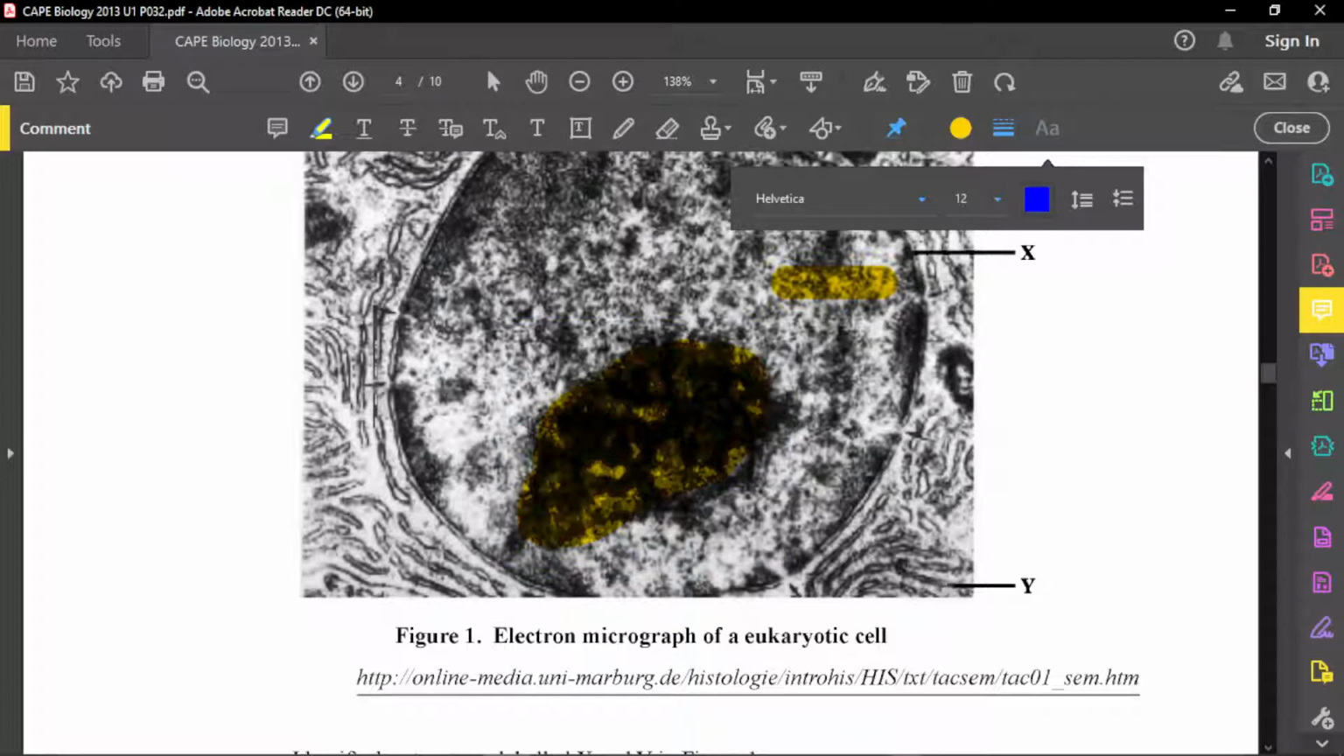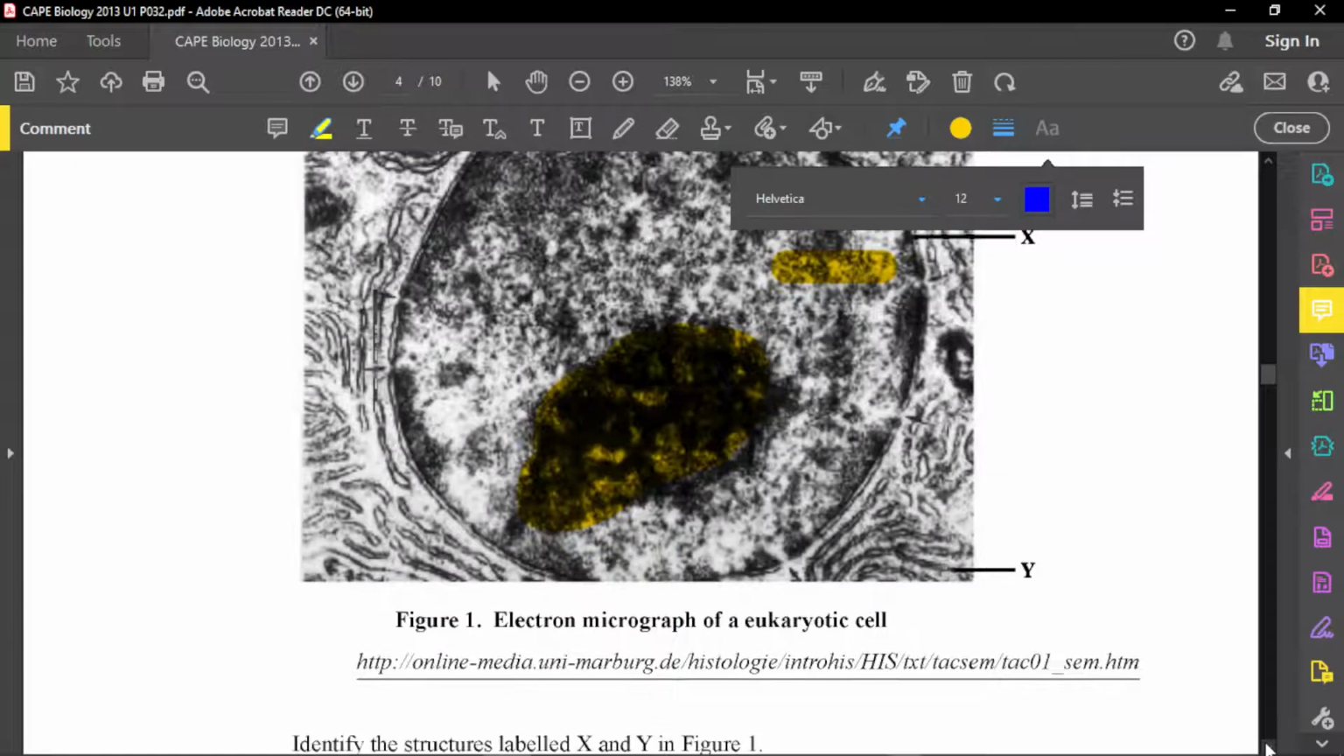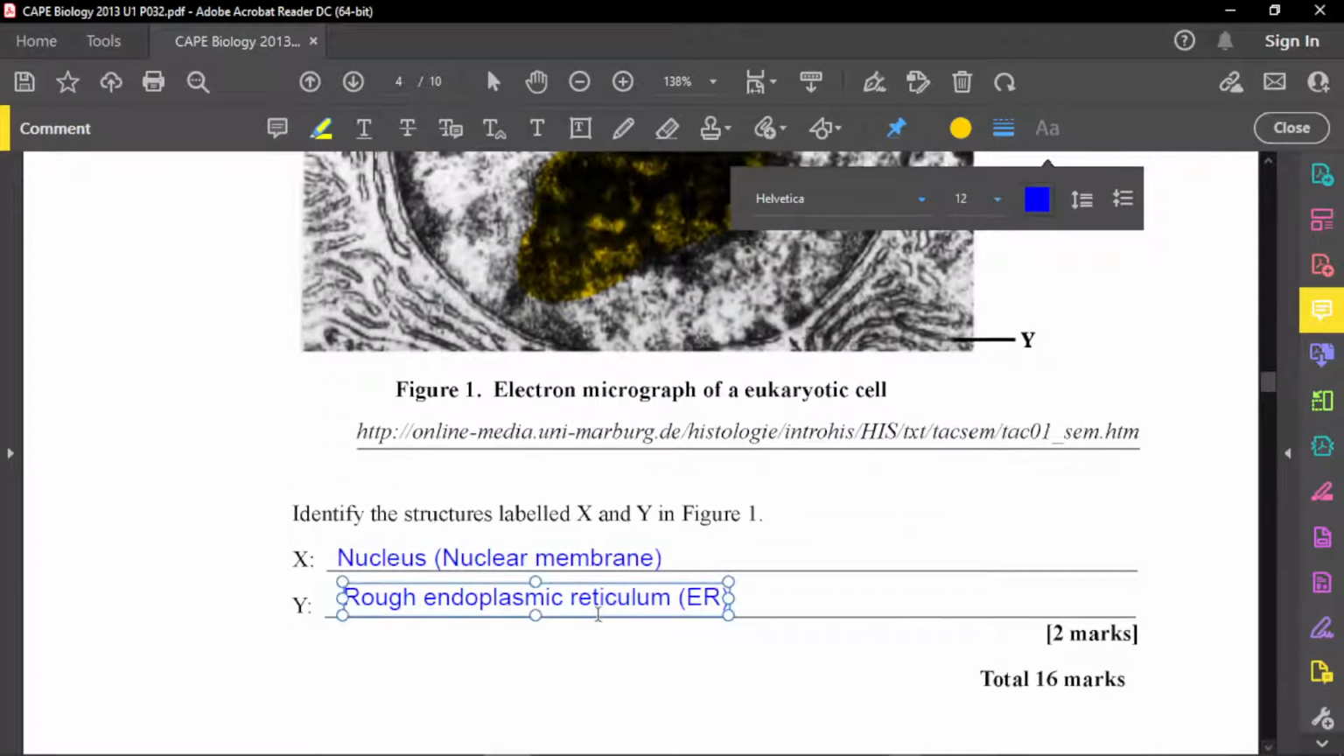All right. Now, Y is closely attached or closely linked to X. And if Y is very close to X, the only structure that it could be is the rough endoplasmic reticulum, otherwise called the rough ER. All right? And that's the end of the first question.